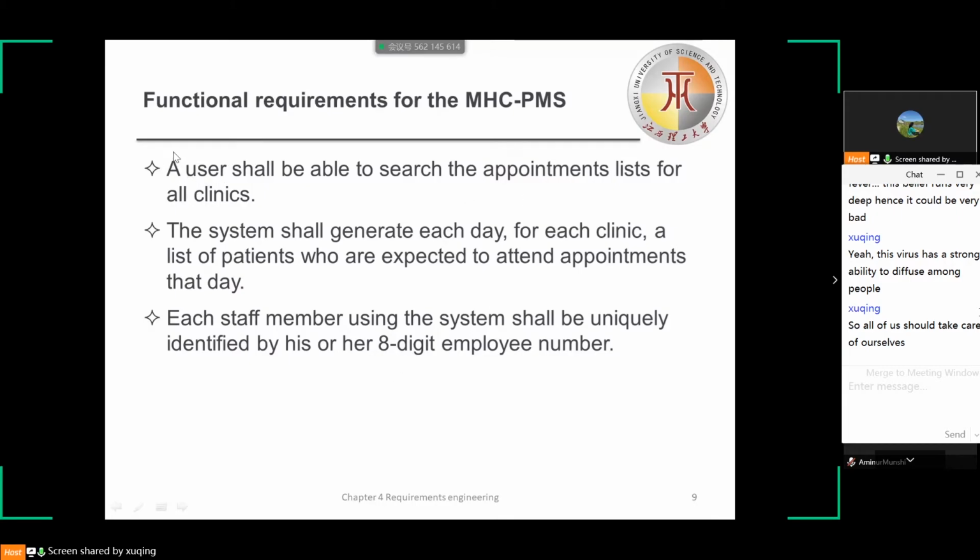As we say, the first functional requirement is very general. A user shall be able to search the appointments list for all clinics. Here, a user can be of different types. A user may be the patient, maybe the doctors, maybe nurses, etc. And the appointments list may be the appointments list of one patient or the appointments list of clinics. So we have several different comprehensions of this requirement. But the other requirements, the second one and the third one, are more precise.